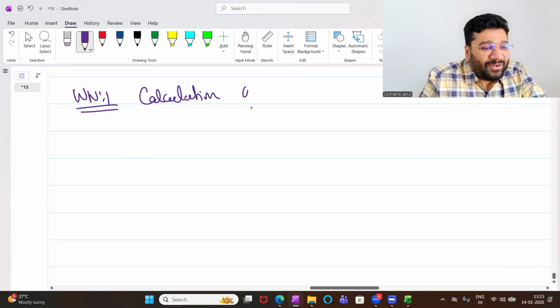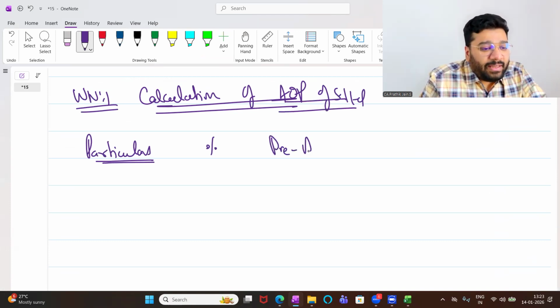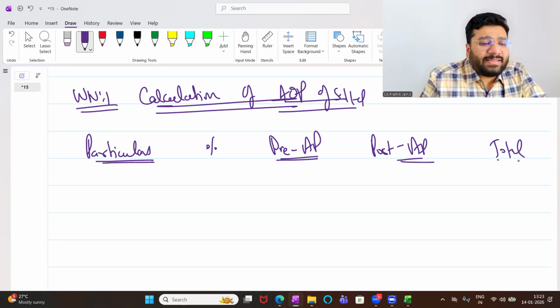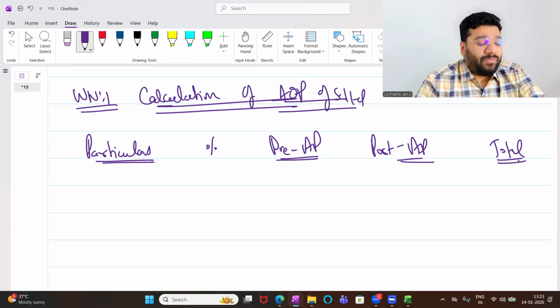Calculation of AOP. Particulars of S Limited, very important. Particulars, percentage, pre-acquisition profit, post-acquisition profit, total. What is another name for pre-profit? Capital profit. What is the other name for post? Revenue profit.